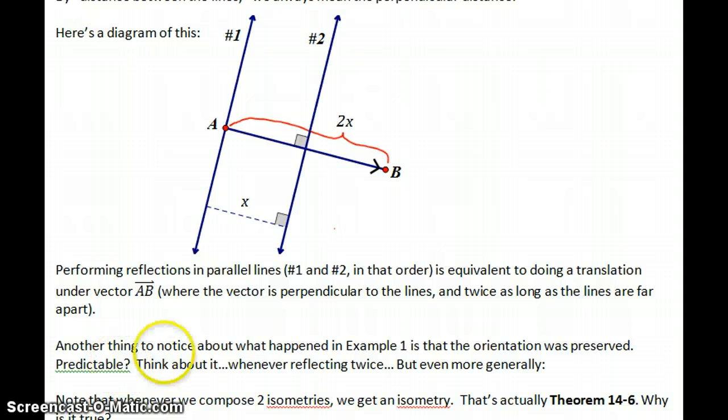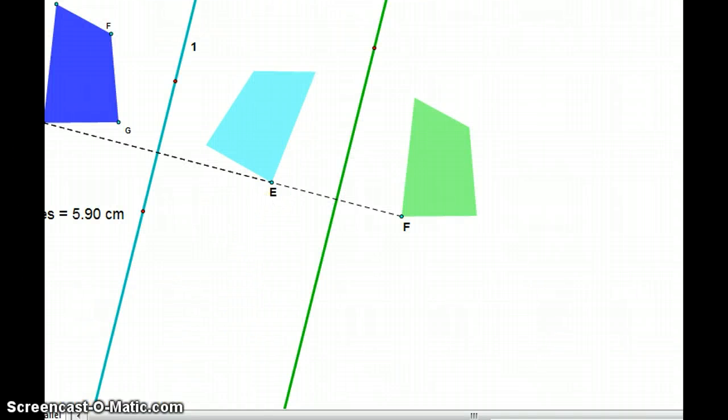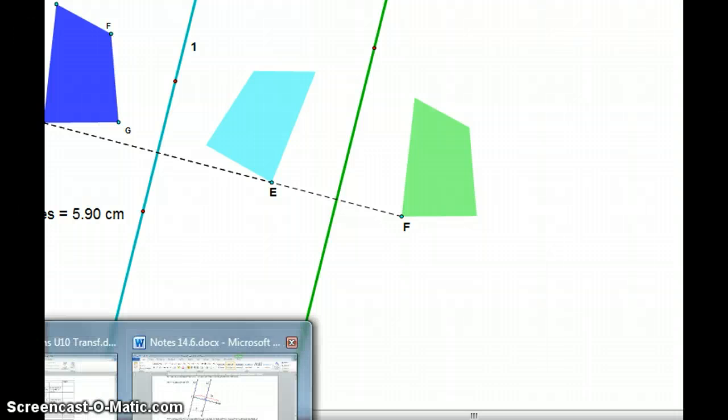Notice about this, after you reflect something twice, you're going to get the same orientation as when you started. That's what it looked like in this thing, remember. From this first dark blue quadrilateral to this green one, it hasn't been flipped over. It was flipped over once and then flipped over again, so of course it's going to look like the original in terms of orientation.